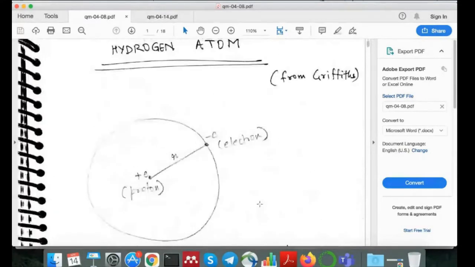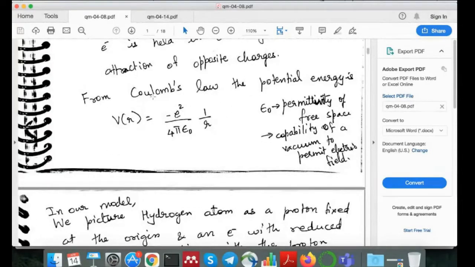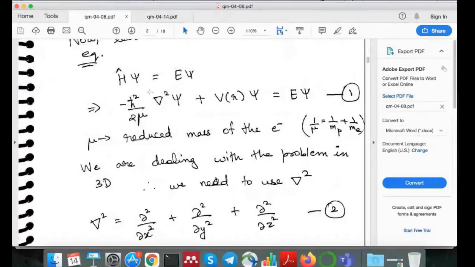Okay, so the hydrogen atom system had one electron and one proton, and this was the Coulomb potential that the electron feels because of the presence of the proton. Now you don't have to remember the constants and everything, but the important point is that this potential varies as inversely proportional to r. Okay, so it varies as 1 by r. That is the important point here. And we added this potential into our Hamiltonian, right?